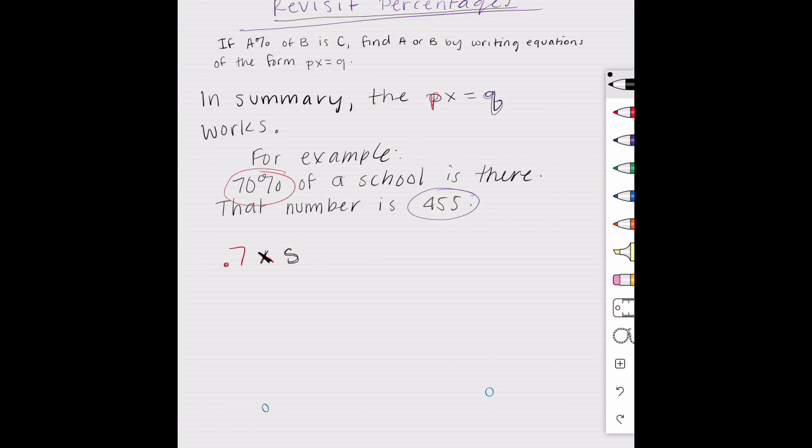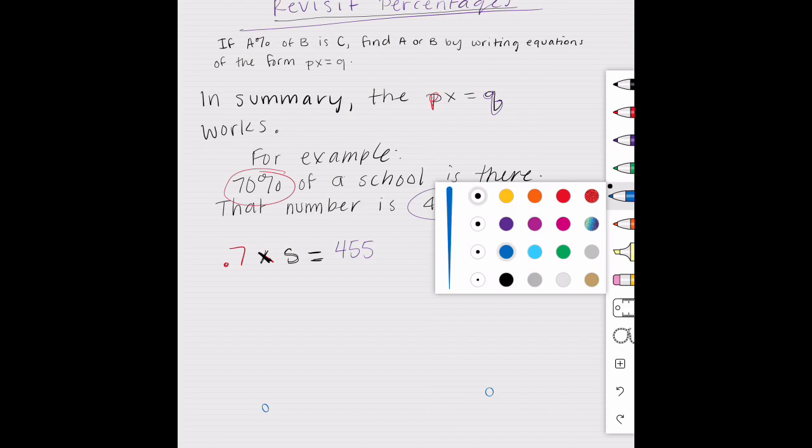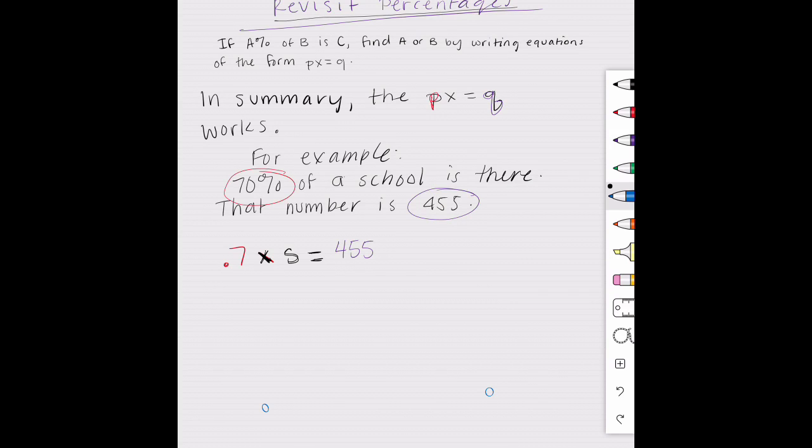Before it's written up, because apparently I decided to get funky and change up my colors whenever I'm writing here, what I want you to know when you're seeing me do some long division in solving this problem is that I multiplied both 455 and 0.7 by 10 to get rid of my decimal, which essentially gives me 4,550 divided by 7.